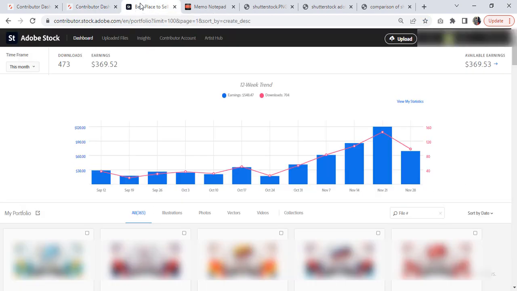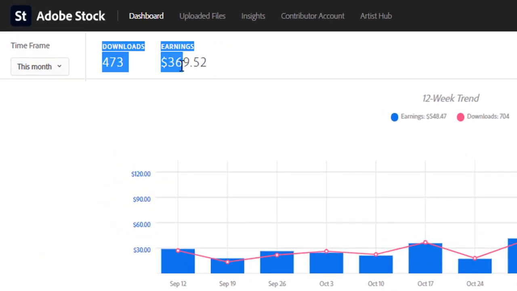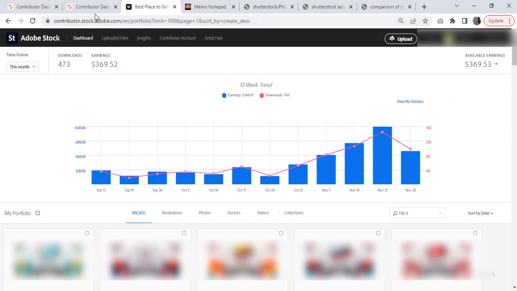So let's get to that now. Here, there's a lot going on in this screen, so let's focus on this figure at the moment because it has a different sort of dashboard. If you notice closely, in this month of November, we have made $369. Let's call it 370 for our ease. So in Shutterstock we made 400, and in Adobe Stock we made 370.